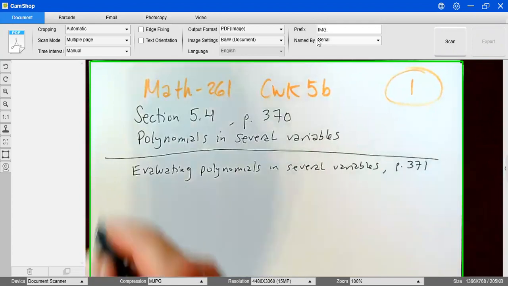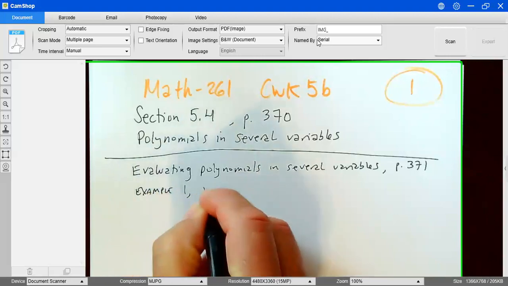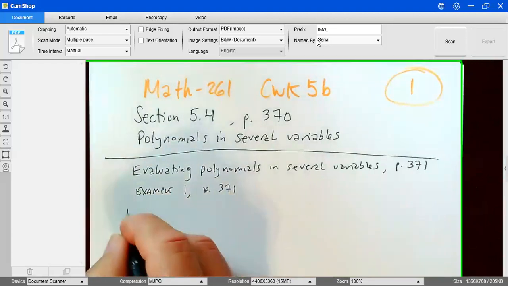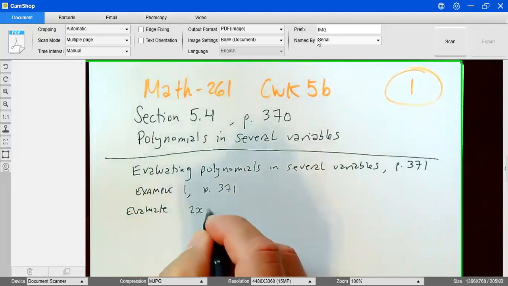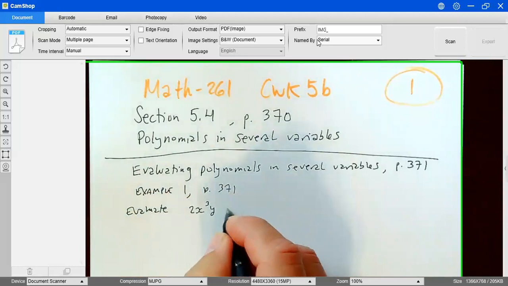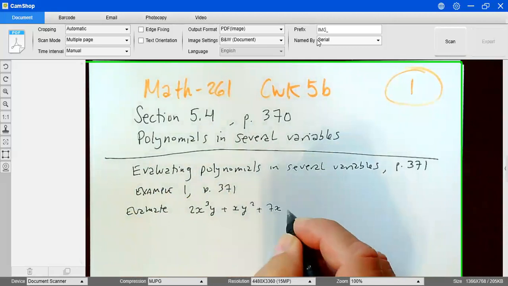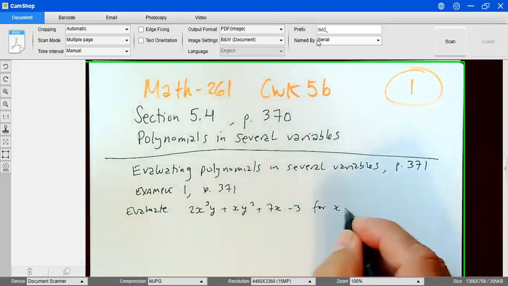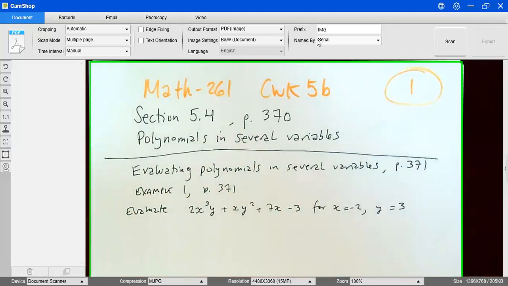So we're going to solve example 1. Example 1 on page 371 is we're going to evaluate the following polynomial: 2x cubed y plus xy squared plus 7x minus 3, for x equals -2 and y equals 3. So we're going to evaluate this polynomial.